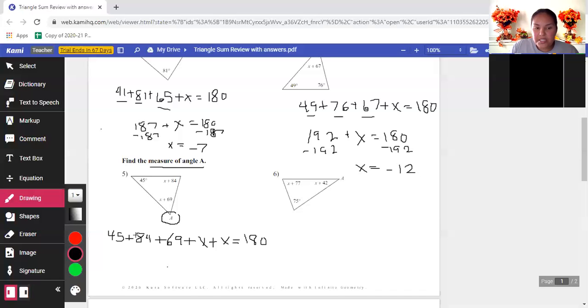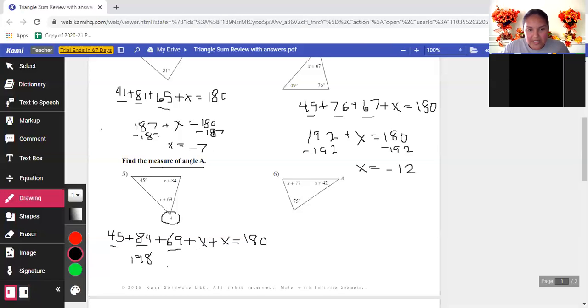So now I have 2 sets of like terms here, right? I have 45, 84, and 69. That's my first set of like terms, so go ahead and add those up together. 198. Okay, yeah, thank you. 198.